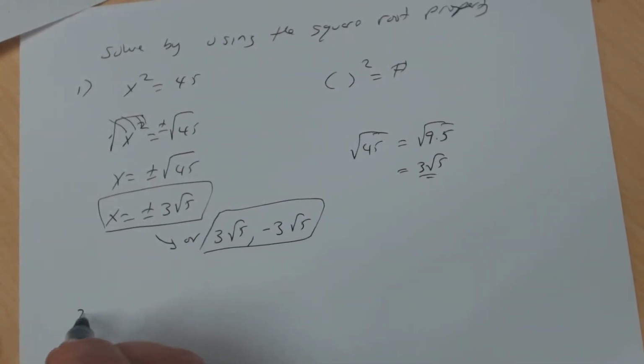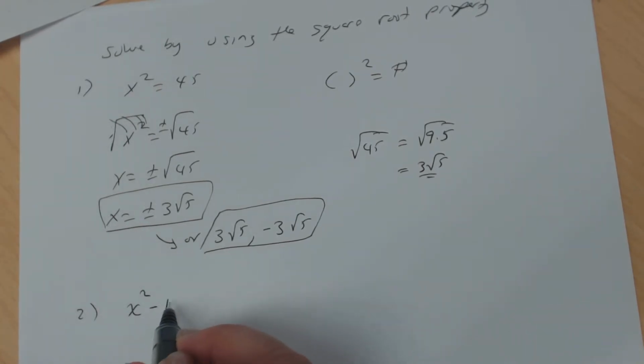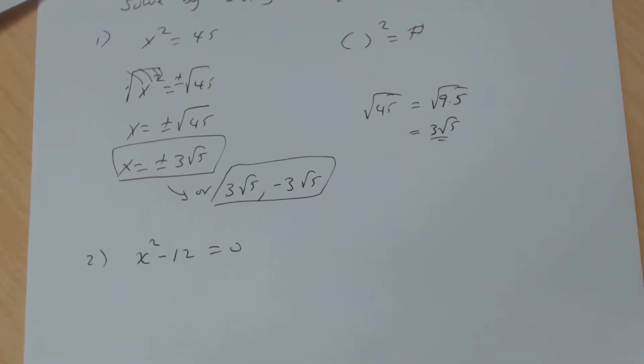All right, so that's number one. Number two, suppose you had x squared minus 12 equals 0.